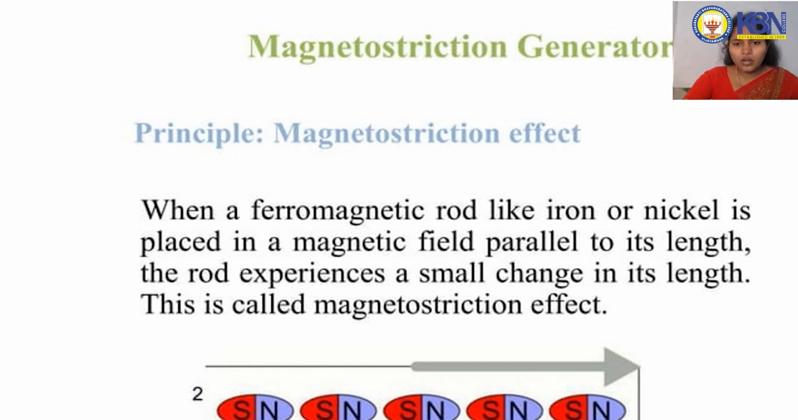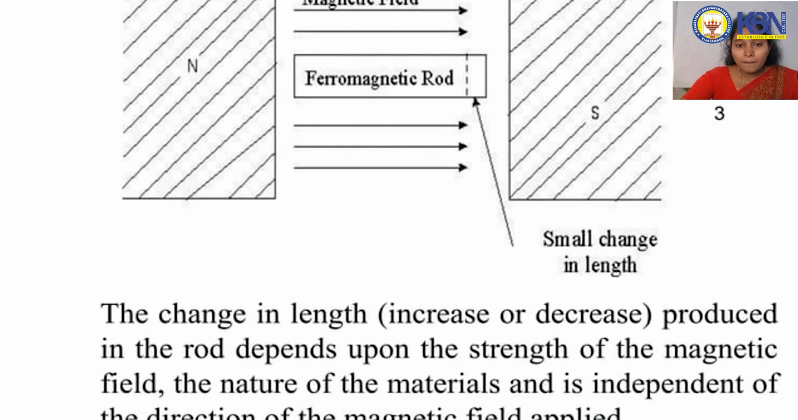method. The principle of this magnetostriction method is that when a ferromagnetic material like a rod of iron or nickel is placed in a magnetic field parallel to its length, the rod experiences a small change in its length. This is called the magnetostriction method. Here you can take a material like iron or nickel. When you place that material in a magnetic field, it experiences a change in length. That is the magnetostriction method.